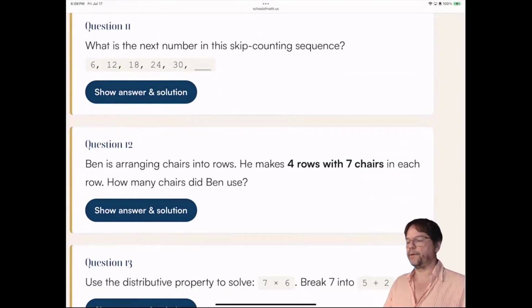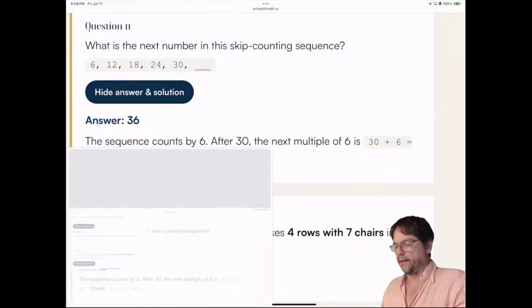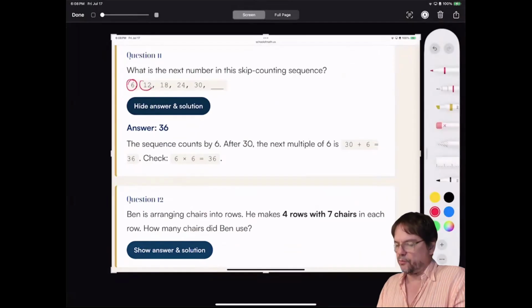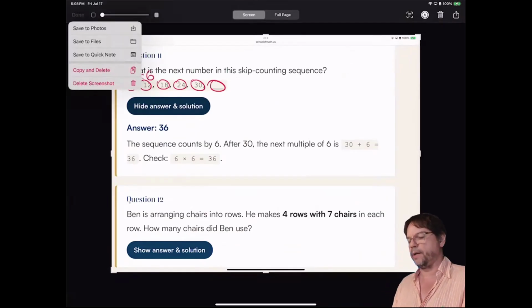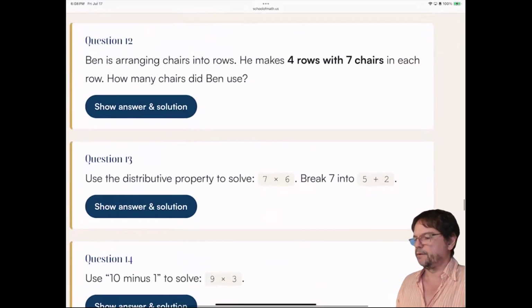What is the next number in this skip counting sequence? Yeah, 36. You are right. That is 6 times 6. Why? Because it's 1, 2, 3, 4, 5, the sixth position. So 6 times 6 is another way to see that. Number 12.